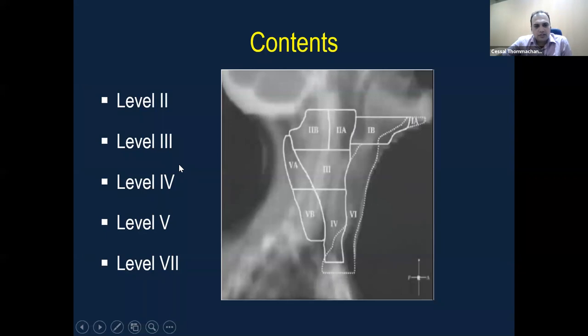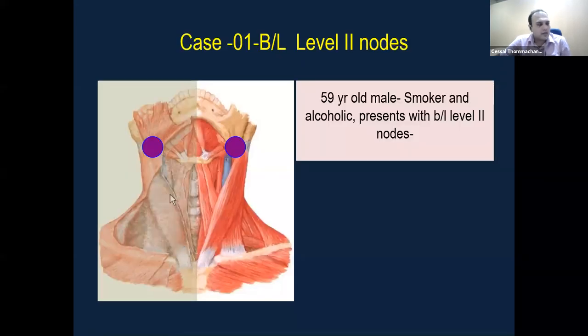In our discussion today, we will be discussing mainly level 2, level 3, level 4, level 5, and retropharyngeal lymph nodes. If time permits, we will discuss levels 1B, 1A, 6A, 6B. But I'm not sure about level 7B, that's retrostylar. We may not be able to finish the whole topic in 1 hour, but I will try to finish at least these 5 regions in detail today, and we will have another class if you are interested.